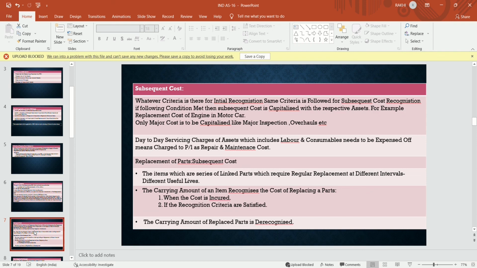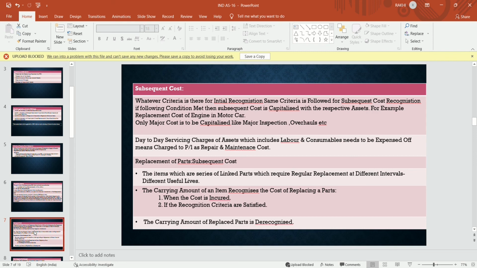And if there are day-to-day servicing charges of the assets, like labor and consumables, they need to be expensed off, means they are to be charged to P&L as repairs and maintenance cost. That cost is not to be capitalized, it should be charged to P&L as repair and maintenance.